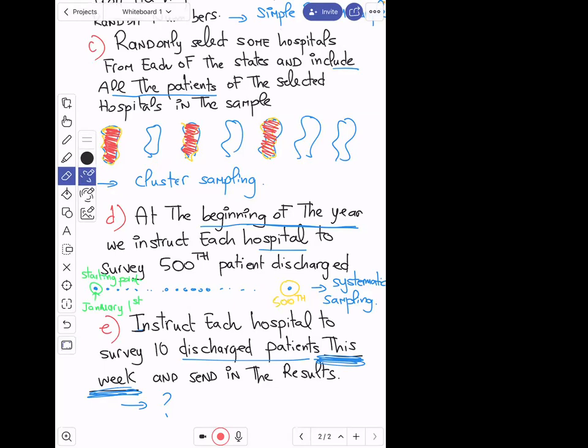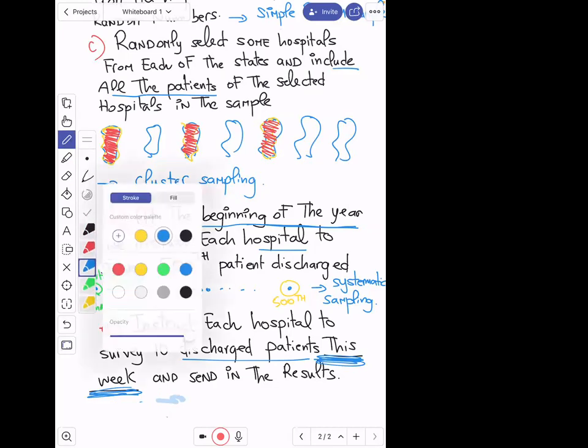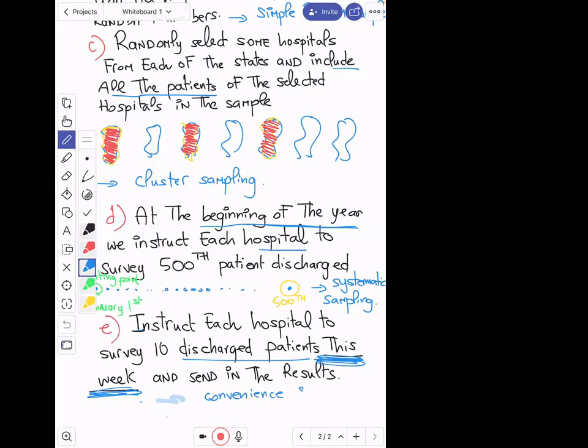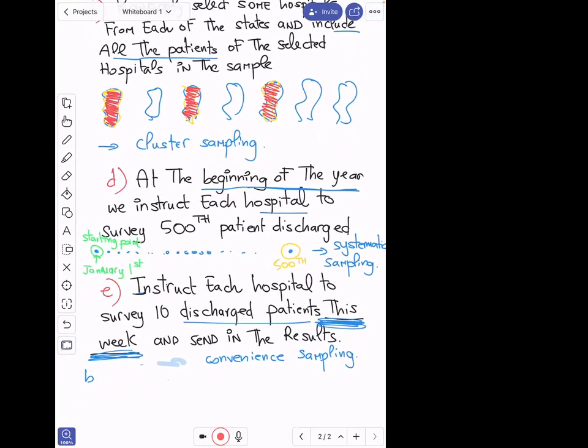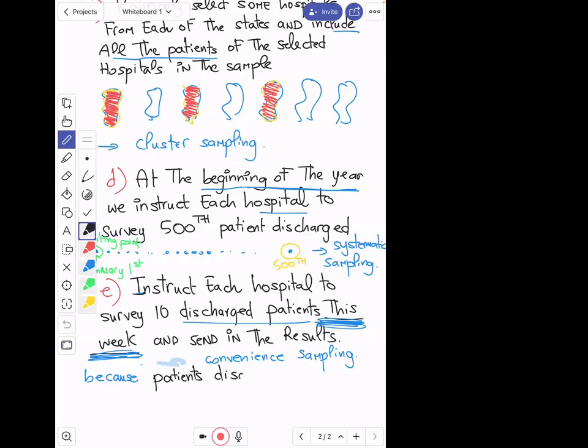So this is just a convenience sampling, because patients discharged this week are, in some sense, available, or easily available.